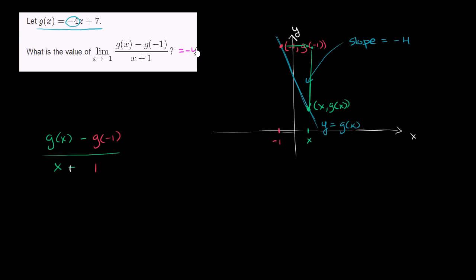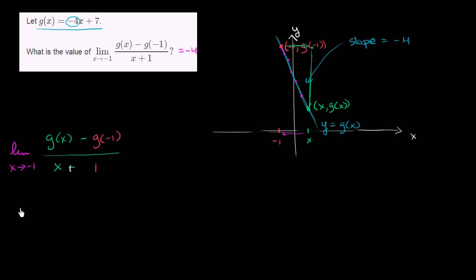It's really just the slope of the line. So even if you were to take the limit as x approaches negative 1, as x gets closer and closer and closer to negative 1, these points are just going to get closer and closer. But every time you calculate the slope, it's just going to be the slope of the line, which is negative 4. Now you could also do this algebraically, and let's try to do it algebraically.